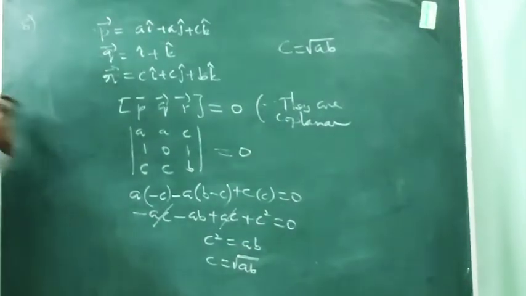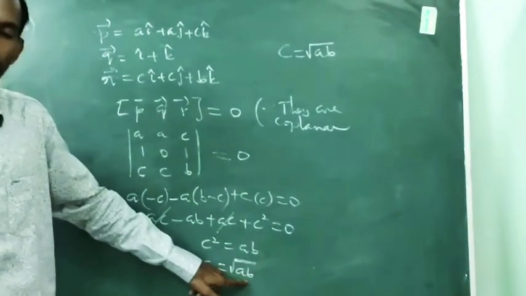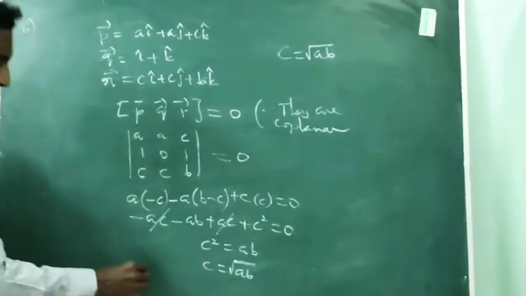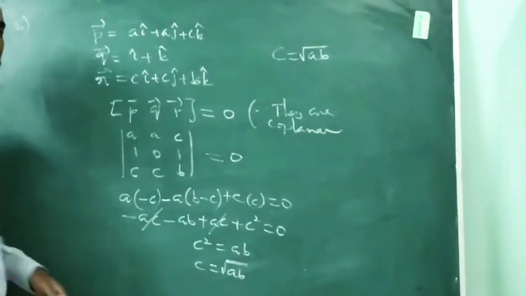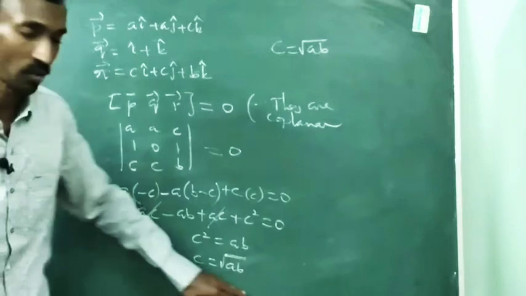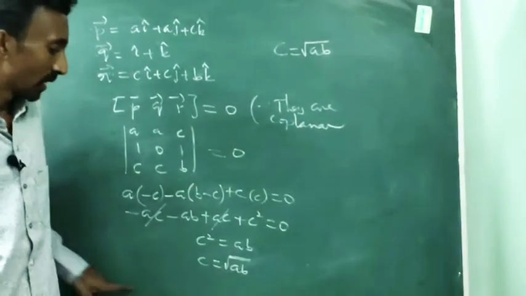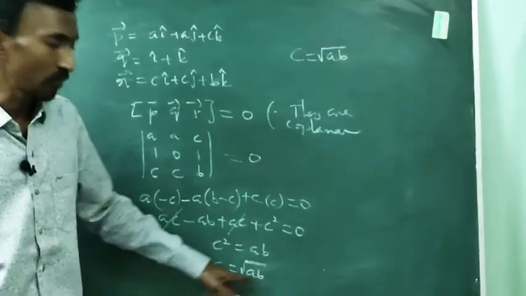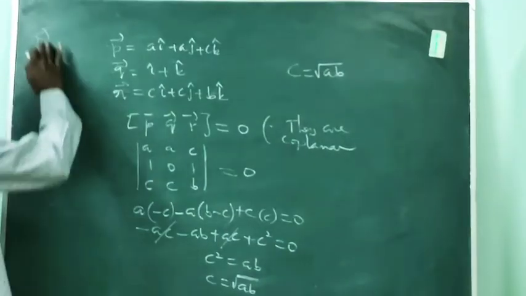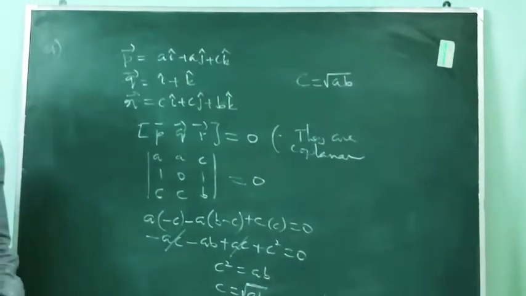So we get the result c equal to root of ab, which means c is the geometric mean of a and b. Finally, conclude your answer by writing the sentence: c is the geometric mean of a and b. Sorry, it is question number 9, not 8.